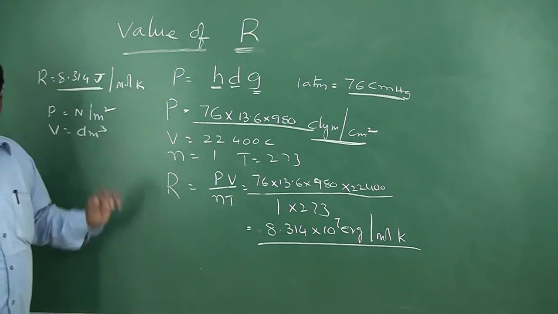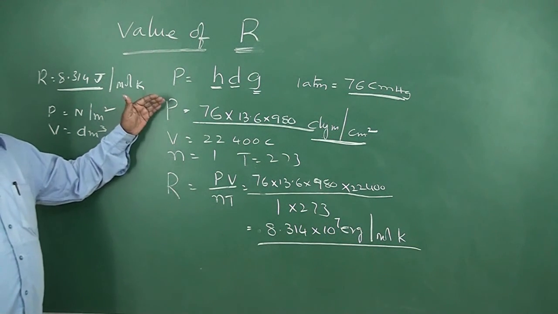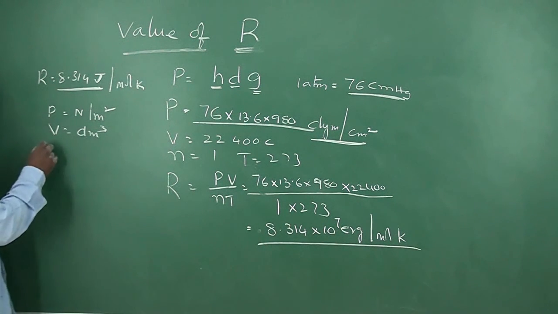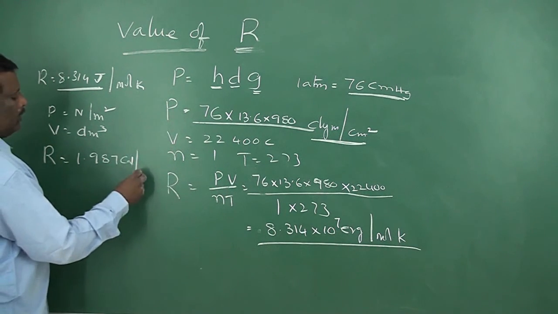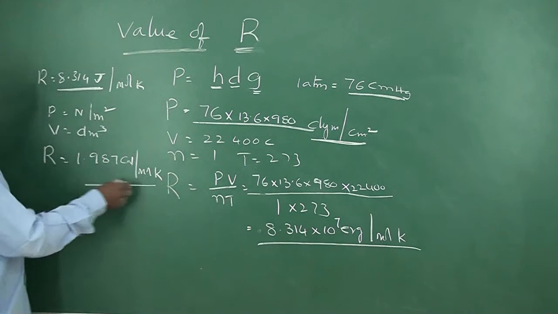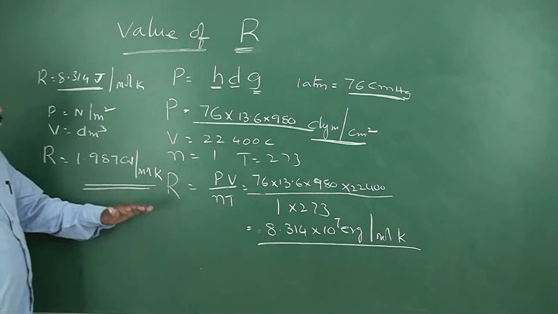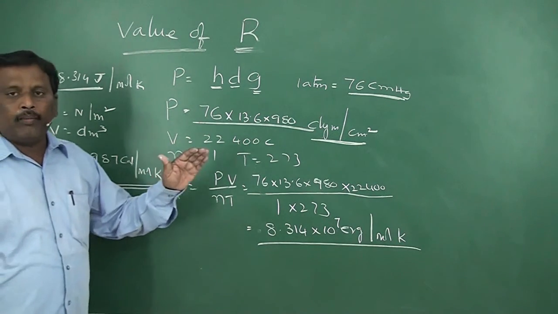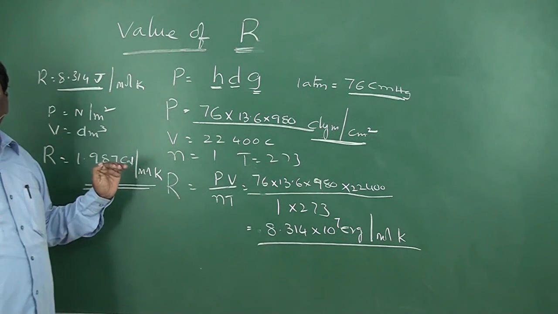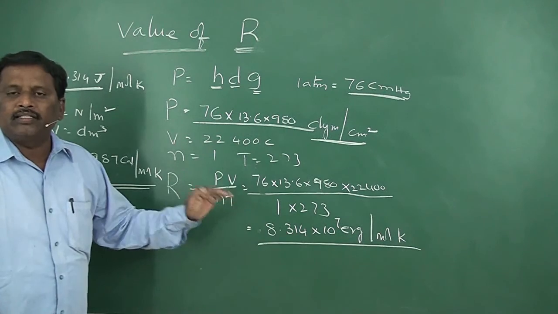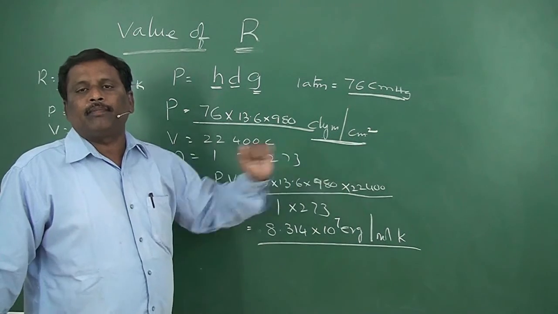Now in calories also you can express the R value. 4.184 joules is equal to 1 calorie, so the R value will be 1.987 calorie per mole K. This is the R value in calories per mole K. Now you have the R value in liter atmosphere per mole K. When pressure is in atmospheres and volume is in liters, the R value will be 0.0821 liter atmosphere per mole K.